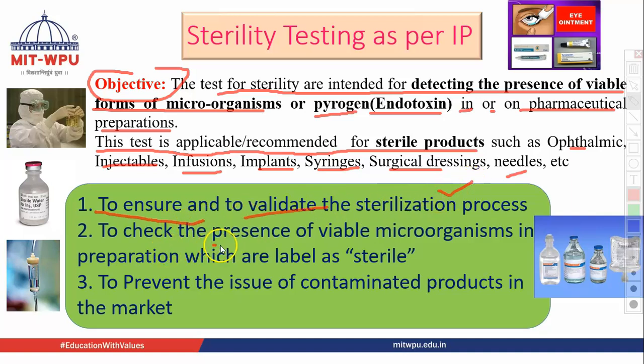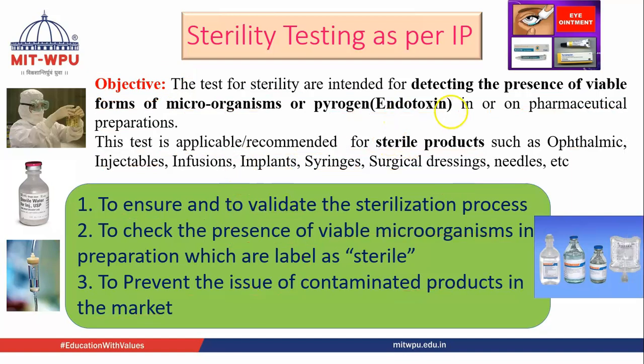Next, to check the presence of viable microorganisms. Any product or preparation which is labeled as sterile needs to always be checked. And to prevent the issue of contaminated product in the market. Just now we discussed why products get recalled from markets. Products should not be recalled. So that is how we can ensure sterility, through the sterility test and the sterilization process.